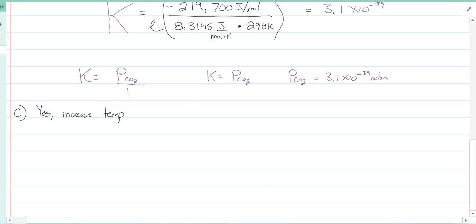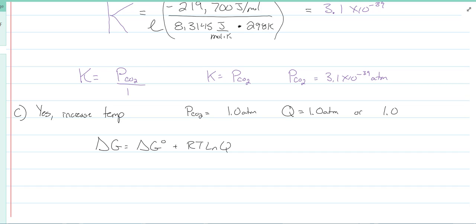Well, we know we want the partial pressure of CO2 to be equal to 1.0 atmospheres. Since K equals the pressure of CO2, that means Q has to equal 1.0 atmospheres, or just 1.0. We want Q to be 1. Delta G equals delta G standard plus RT natural log of Q. We know Q needs to be 1. We are now going to look for at what temperature this happens. And if you look at this, I know what delta G standard is for the reaction. I know what R is. I'm looking for T. My question is, what is this T?